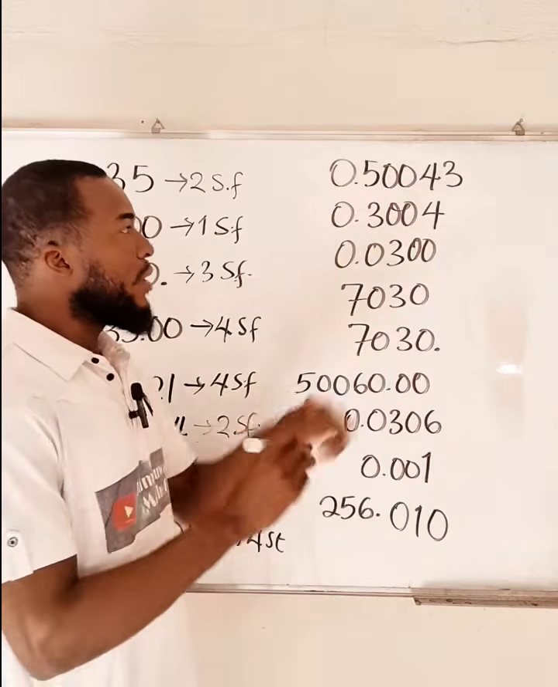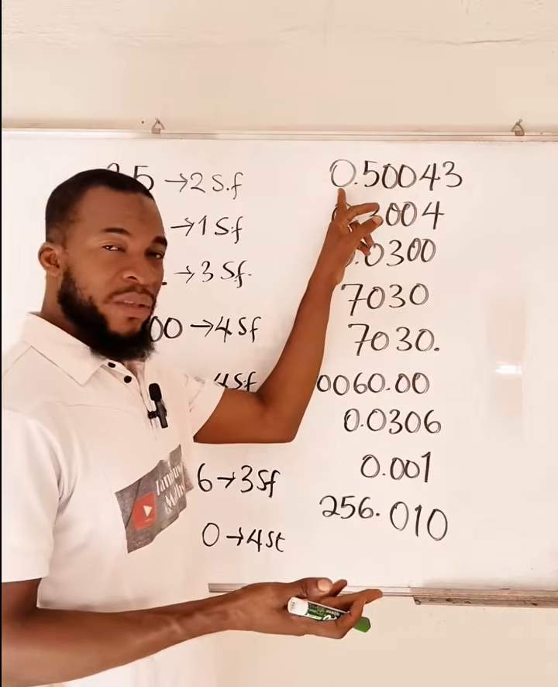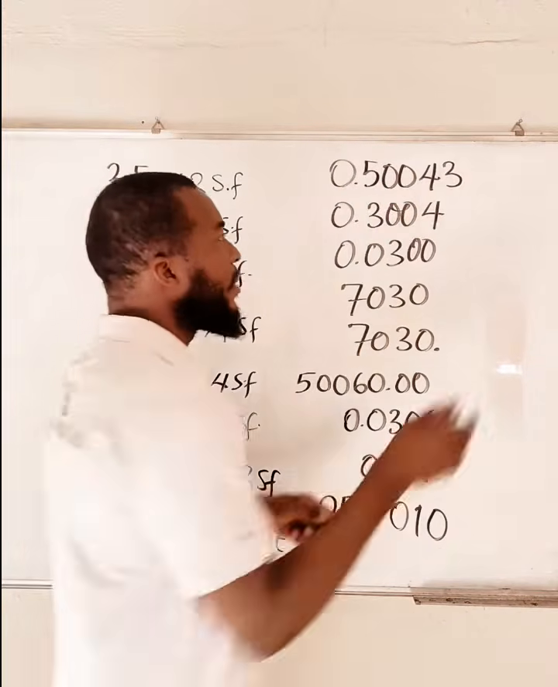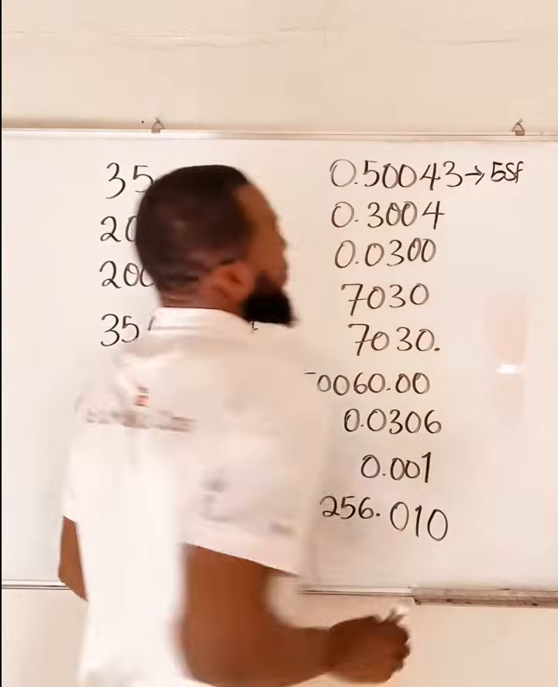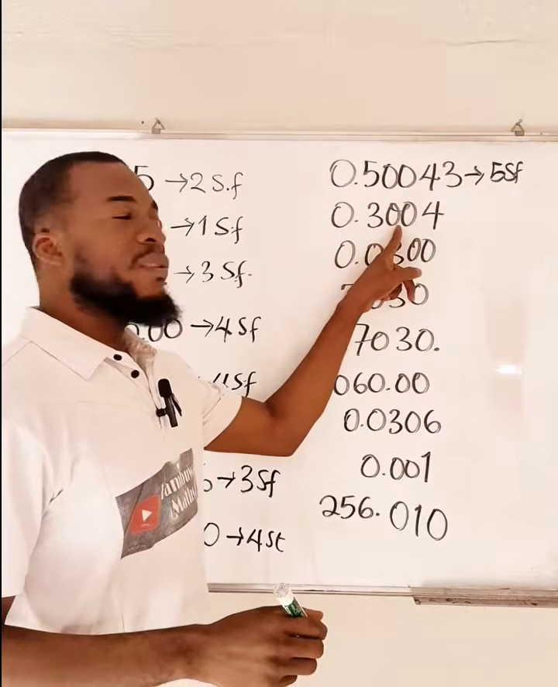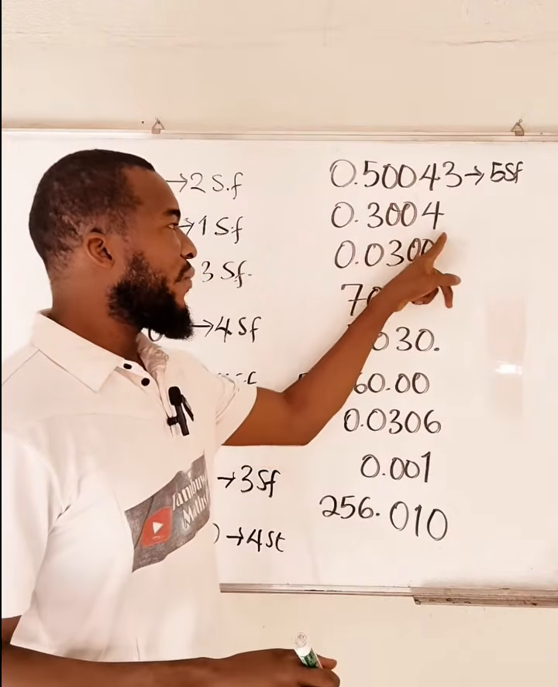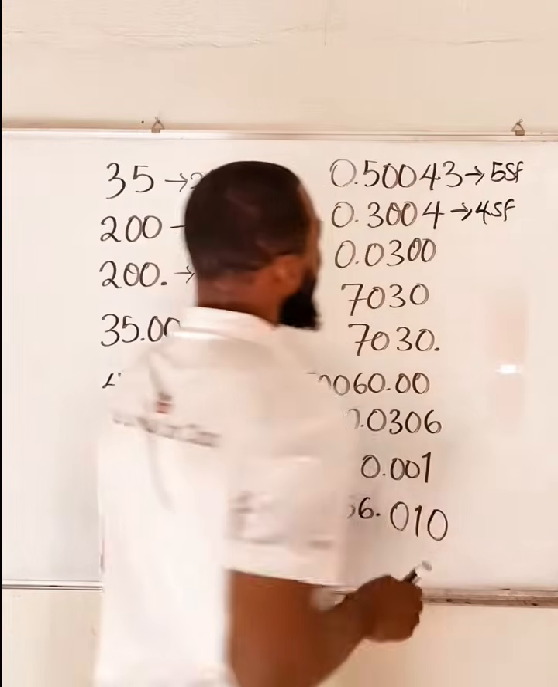Coming down here, 2 middle zeros are significant. Leading zero insignificant. So we have 1, 2, 3, 4, 5. 5 significant figures. Middle zero significant, leading zero insignificant. So we have 1, 2, 3, 4. 4 significant figures.